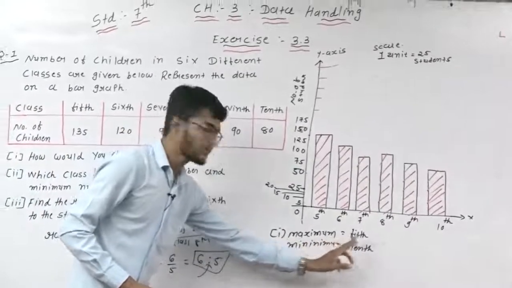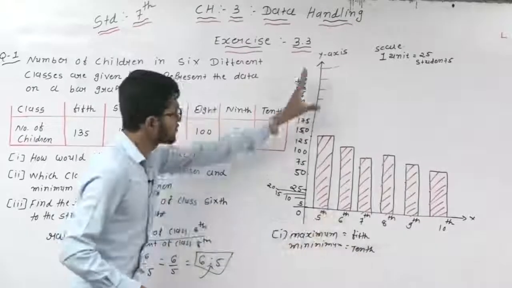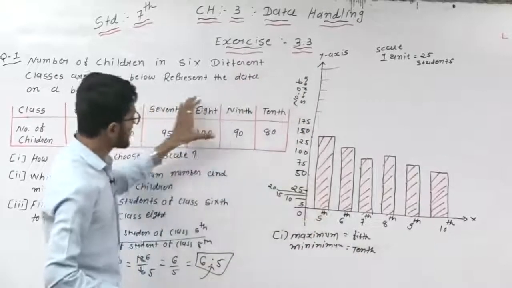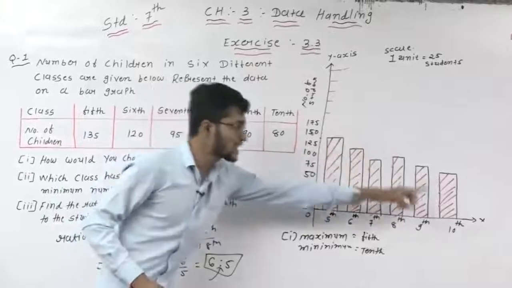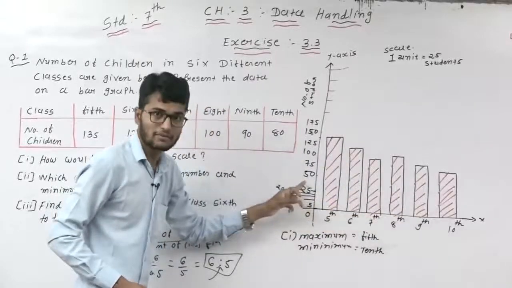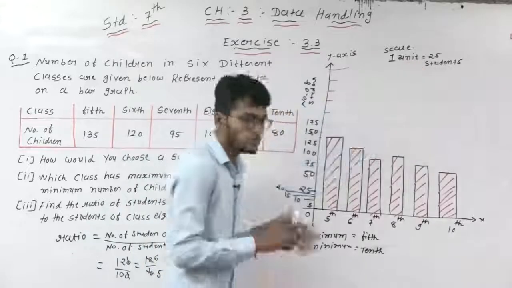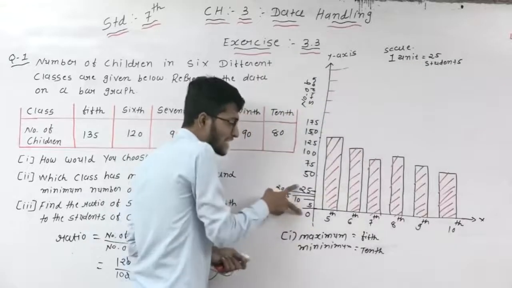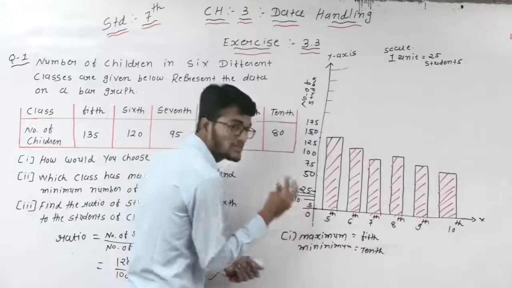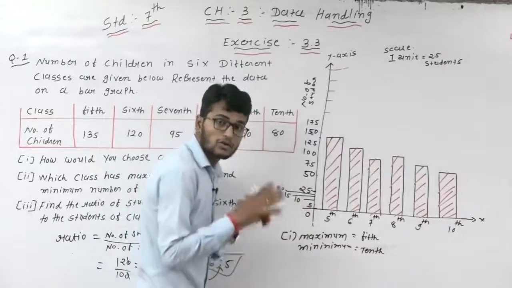Maximum class 5th, minimum class 10th. This one is your first question's answer. This given data is represented by this type of bar graph. This one is the bar graph. Okay, and the scale is equal to 1 unit is equal to 25 students. Why? Because we start from 0 directly to 25, and each line's value is equal to 5. So understand?